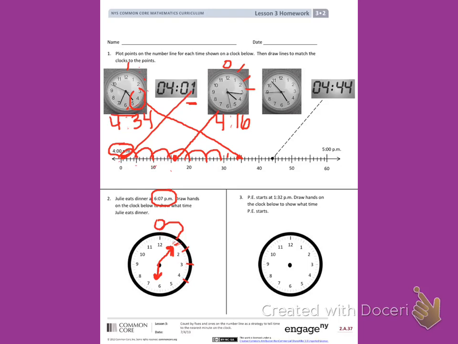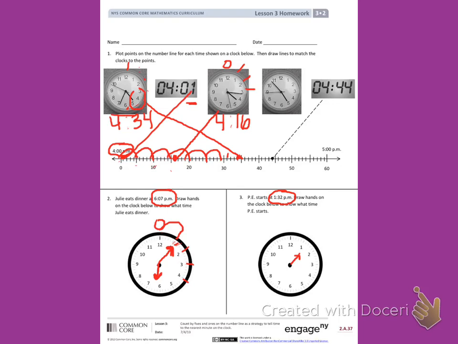Let's go on to problem 3. It says PE starts at 1:32 p.m. Draw hands on the clock below to show what time PE starts. So I'll circle that time so I don't forget it. And I notice that the hour is 1, so I'm going to draw my shorter hand between the 1 and the 2. Because I also notice that it says 32, which means that it's half past 1 o'clock. So my hour hand should be halfway between my 1 and my 2.